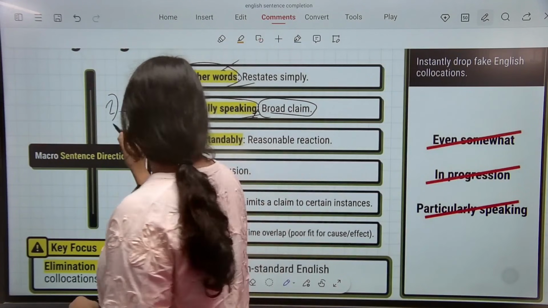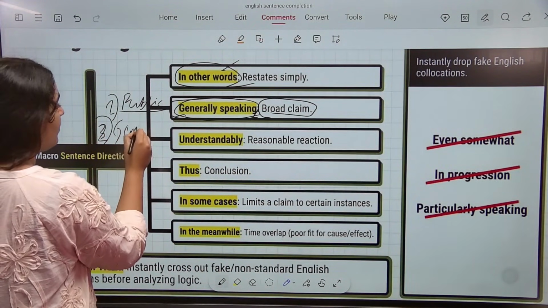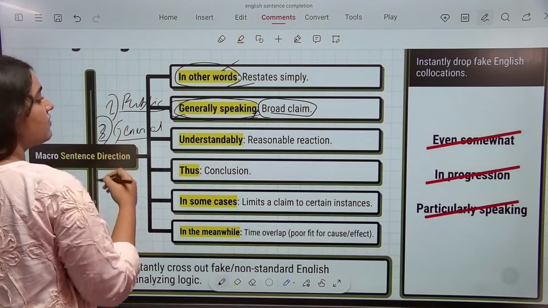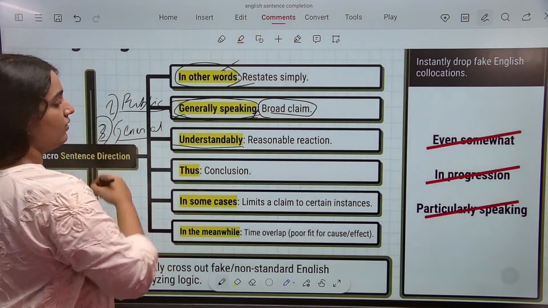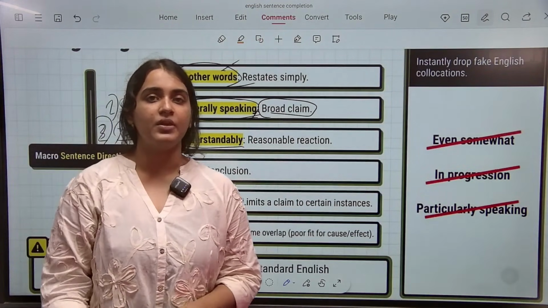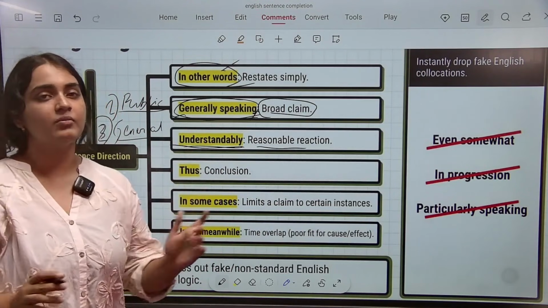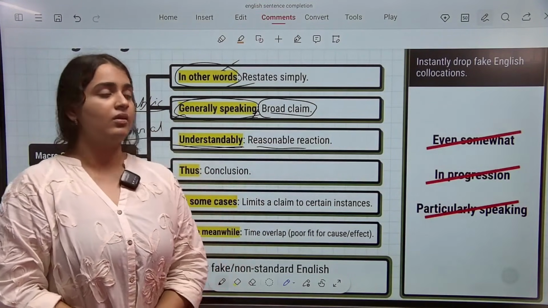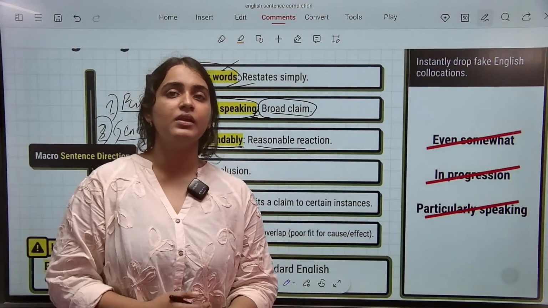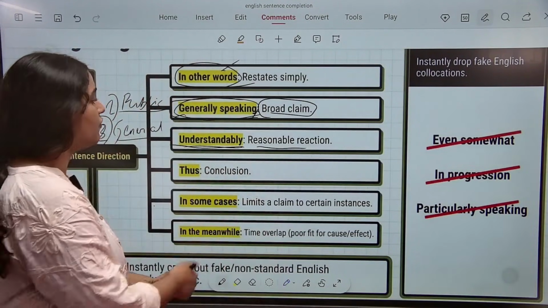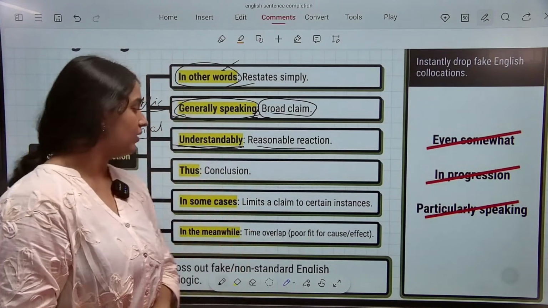Or you can say, it's a very general or simple statement which you're trying to say. Understandably, when an action has happened, then you'll use understandably. It means I understand why it happened. The crowd was very tired. Understandably, they all fell asleep. There, you're saying why you understand something has happened.